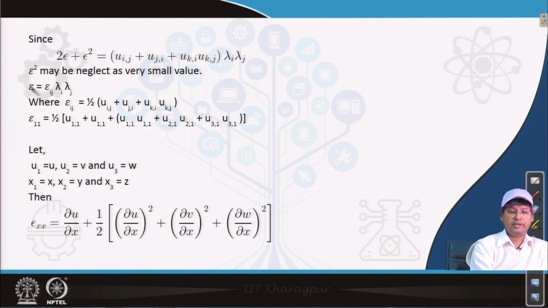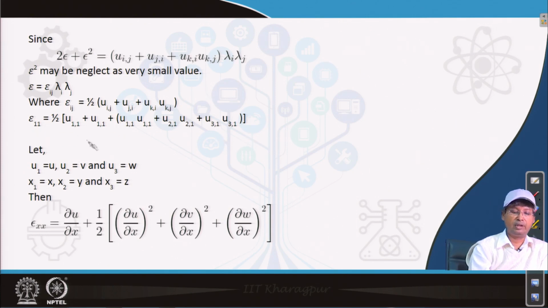And if we express that epsilon is equal to epsilon ij lambda j, what we can see is that this epsilon ij is equal to half of u i comma j, that means the derivative of u i with respect to j, the derivative of u j with respect to i, and the derivative of u k with respect to i multiplied by this, and summation. To understand this tensorial notation, one example is carried out.